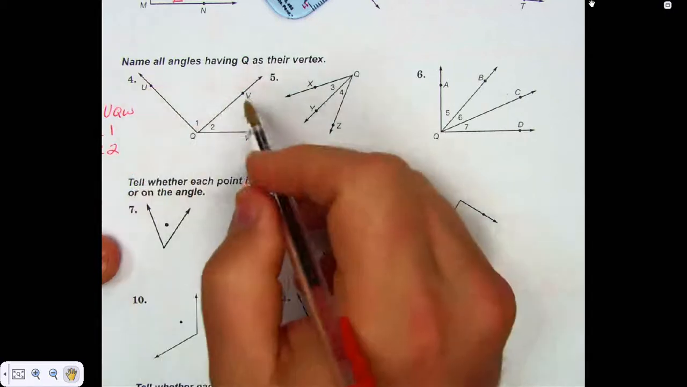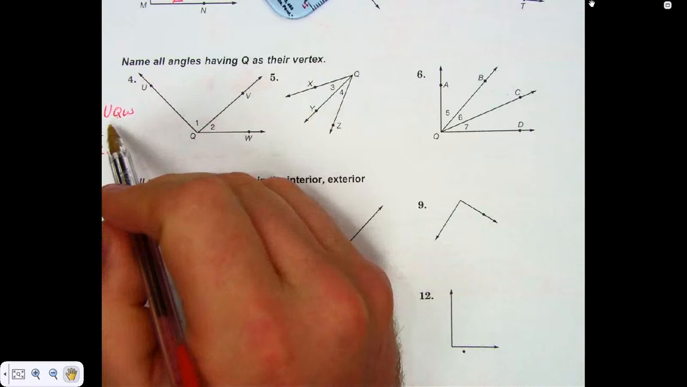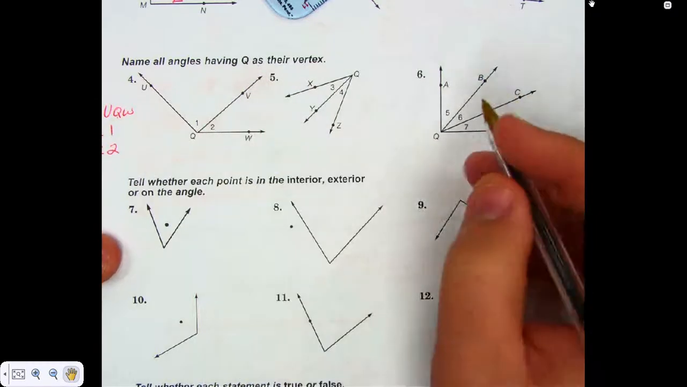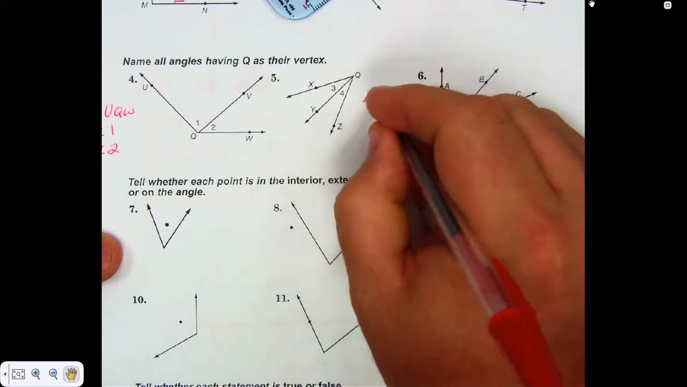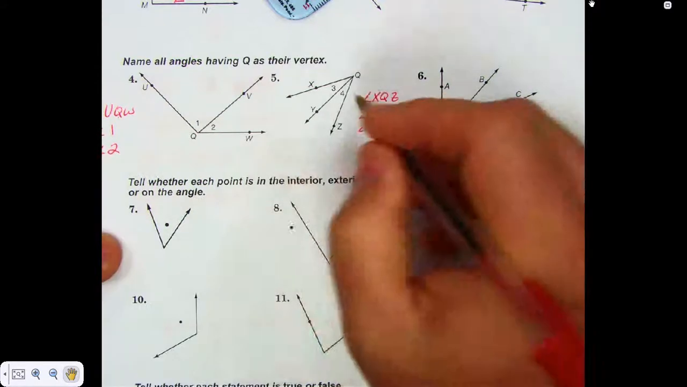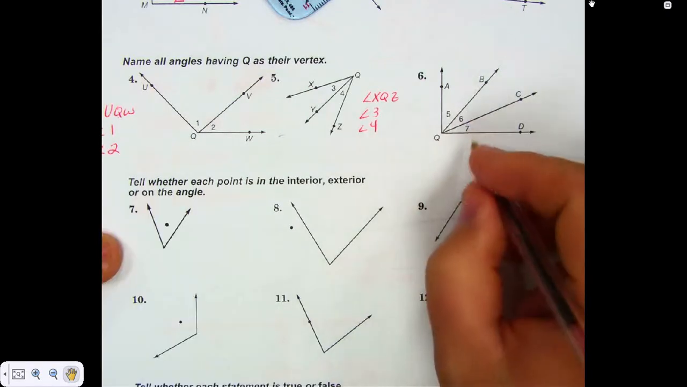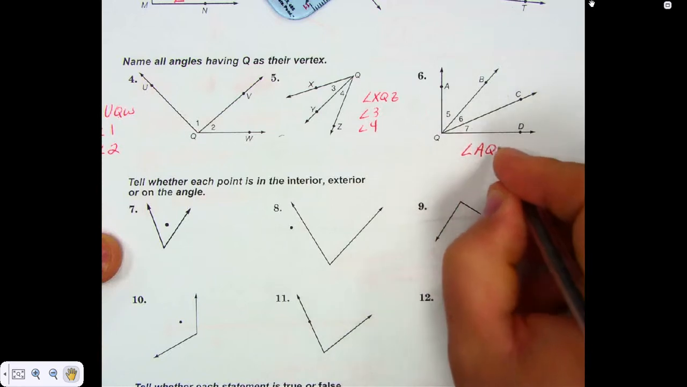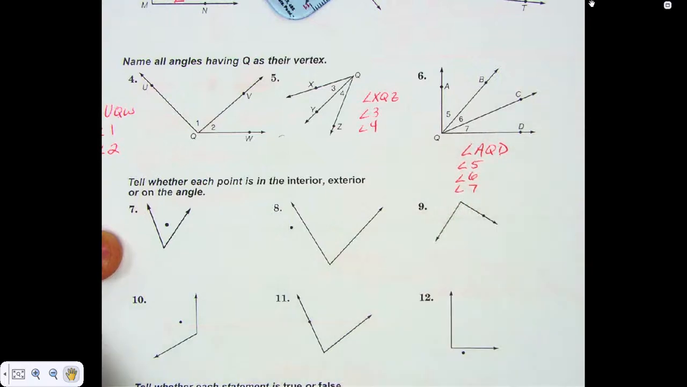If you do use the letters, what letter has to be in the middle for it to be Q? Because that's the vertex. Here, what angles are there? Angle X, Q, Z, angle 3, and angle 4, right? Or you could say angle X, Q, Y, and angle Y, Q, Z. This one, there's going to be one more. It's going to be angle AQD, angle 5, angle 6, angle 7.